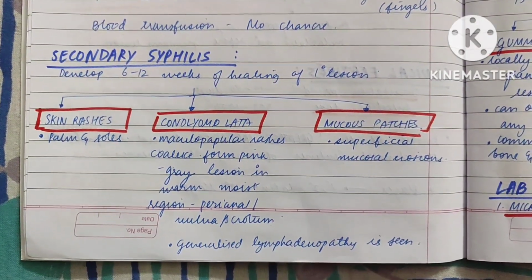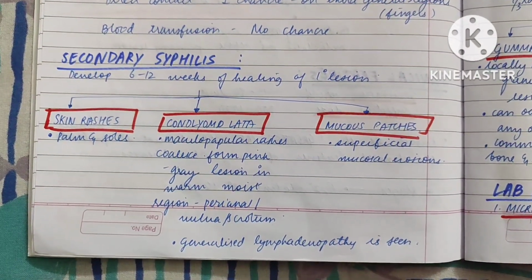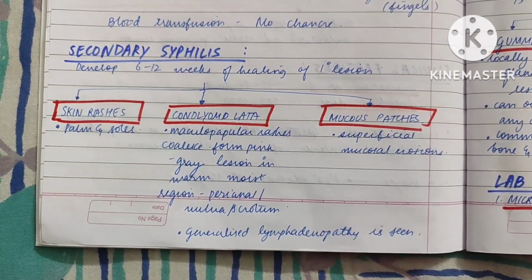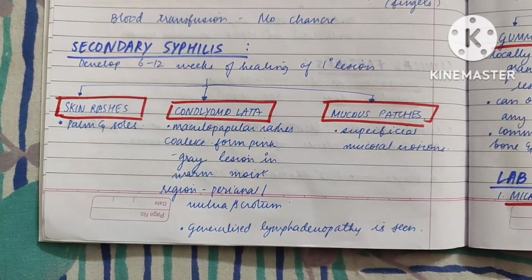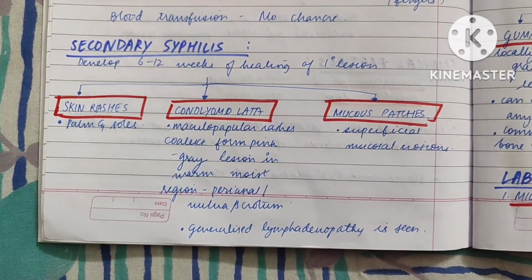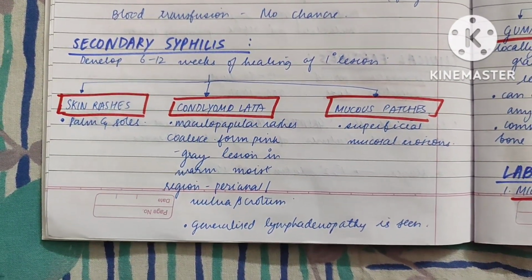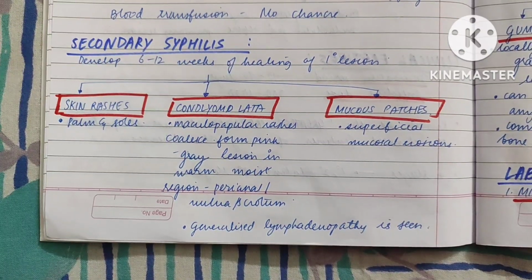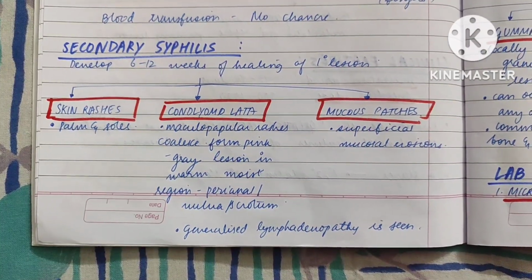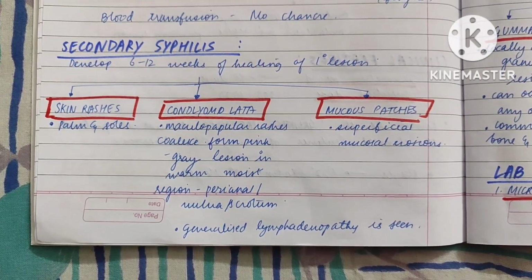Moving on to secondary syphilis, this will develop 6 to 12 weeks after healing of the primary lesion. Now this is characterized by 3 things. One is the skin rashes seen on the palms and the soles. Condyloma lata, what exactly is it? Maculopapular rashes which are present will coalesce, that is they come together to form a pinkish grey lesion, usually seen in warm moist conditions in the body. Where is that? Perianal region, the vulva, or the scrotum. And mucous patches, which are mucosal erosions usually seen on the tongue. This secondary syphilis is also characterized by generalized lymphadenopathy.